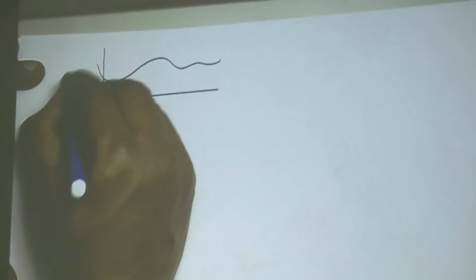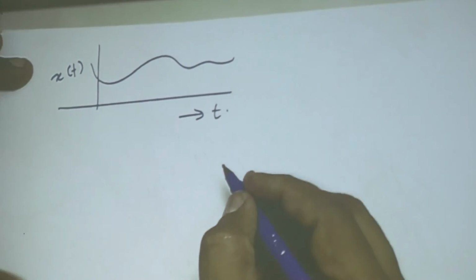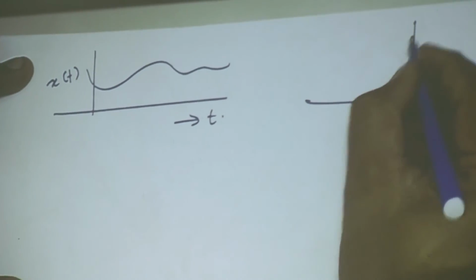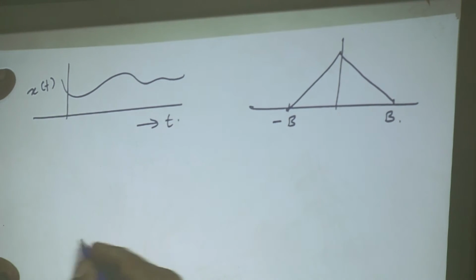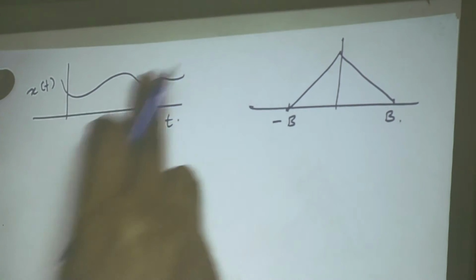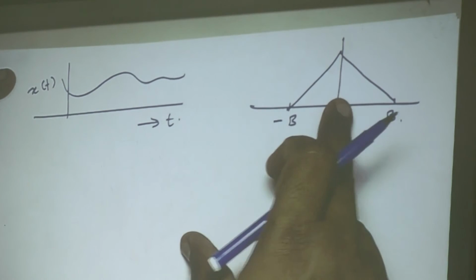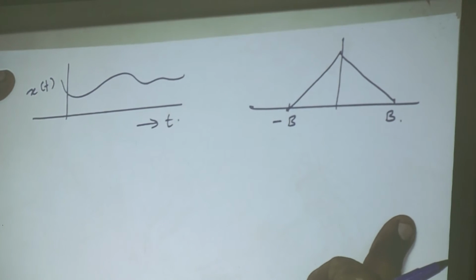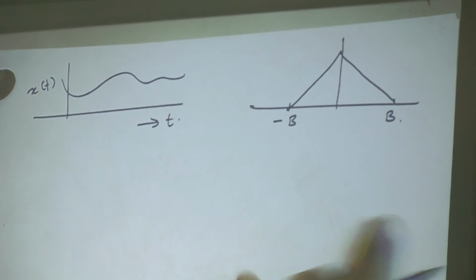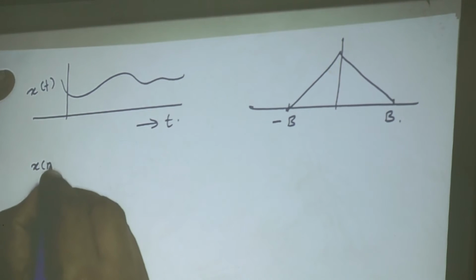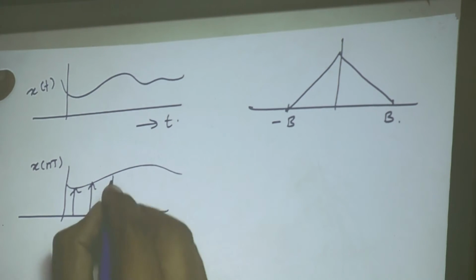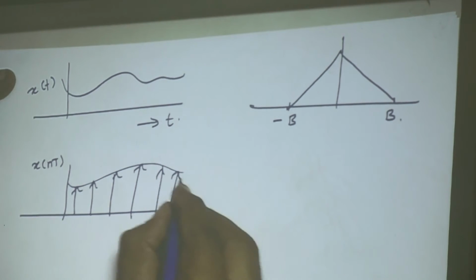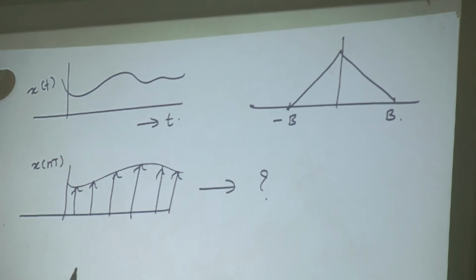I know some x of t, say it is having a Fourier transform noted by this, which is minus b to plus b. This is a band limited signal. Assuming that this is a band limited signal, take its Fourier transform, it will be minus b to plus b. Now I sample this, that means I take x of nT. What will happen to its Fourier transform is the question.